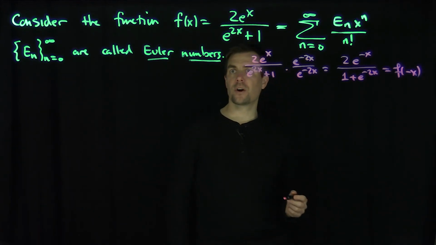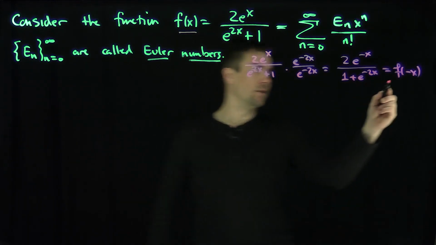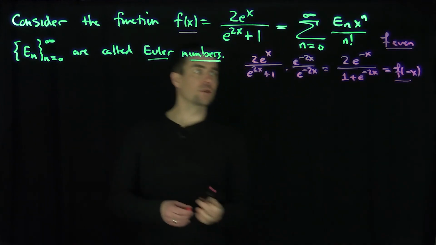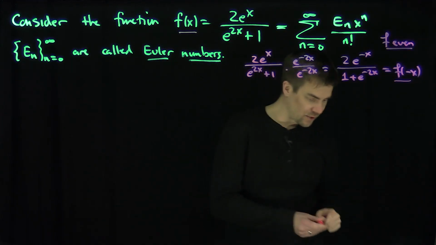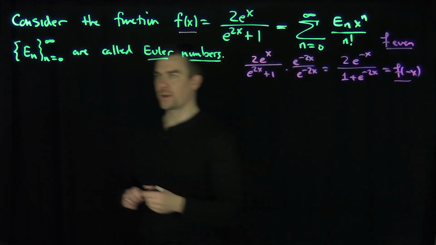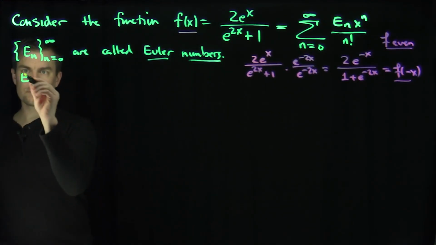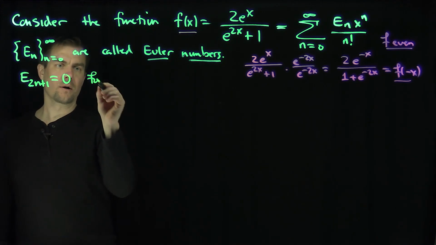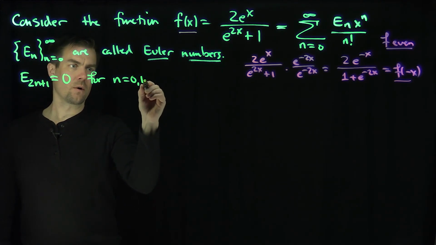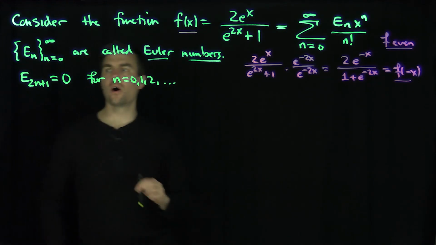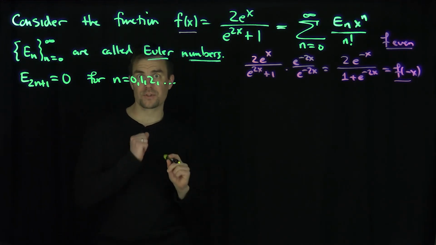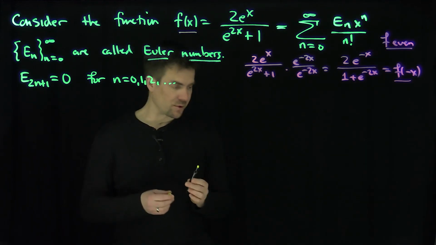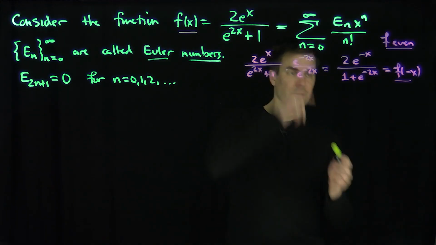So I've just shown that this function f of x is an even function. So f is even. And we know that for even functions, all of the odd Taylor coefficients are 0. And so now I can conclude from this that E_(2n+1) is equal to 0 for n equals 0, 1, 2, etc. All of the odd Euler numbers are equal to 0. That's the first observation we're going to make about the Euler numbers, that all the odd ones are 0. So of course this function is an even function.